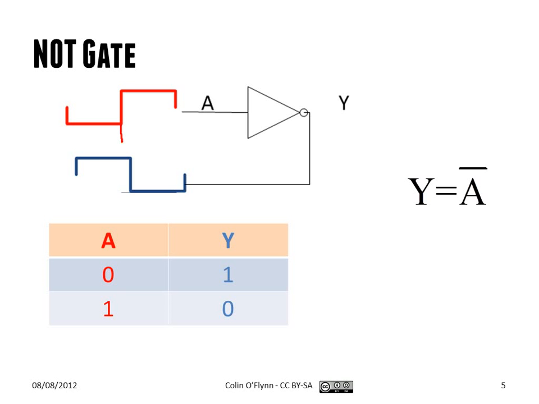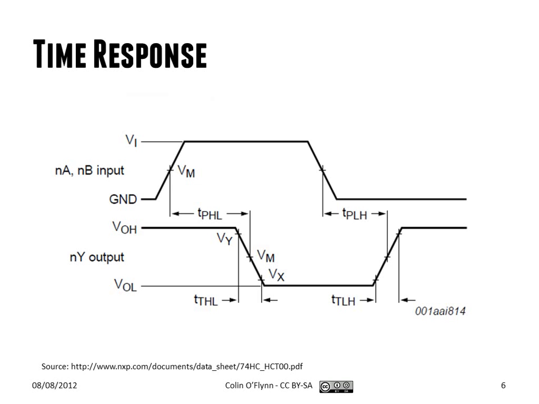So here the input, when it goes to 1, is going to take a little time before the output actually goes to 0. So there is a propagation delay of data moving through this gate. It's always specified in data sheets. This gives you some example of what you might see.